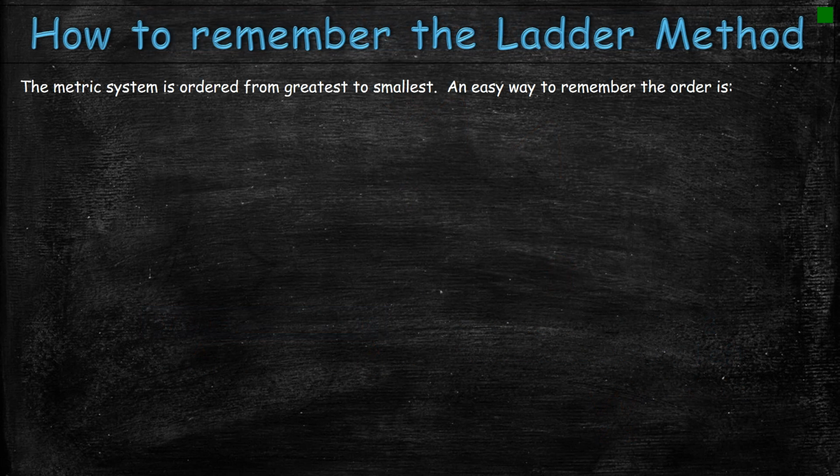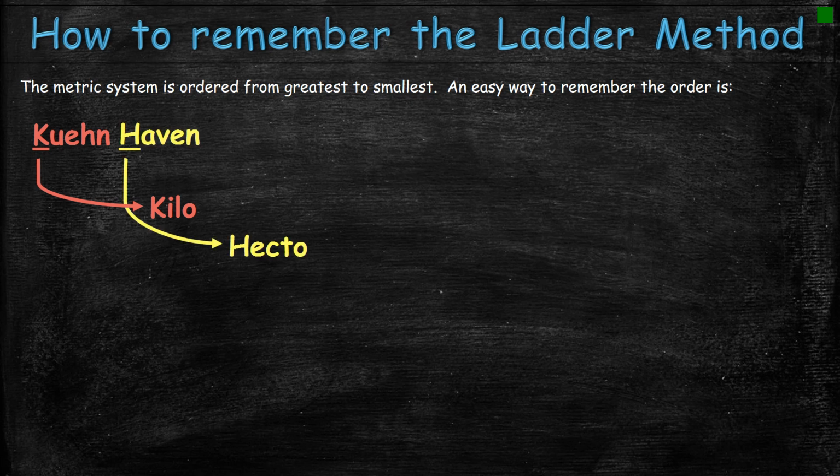Okay, so I told you I would teach you a little trick on how to remember the ladder method, even when you're not given a ladder. So here's the saying that I created that I have my students remember. Our middle school's name, Keene Haven. Keene represents kilo, the K in kilo. Haven represents the H in hecto.